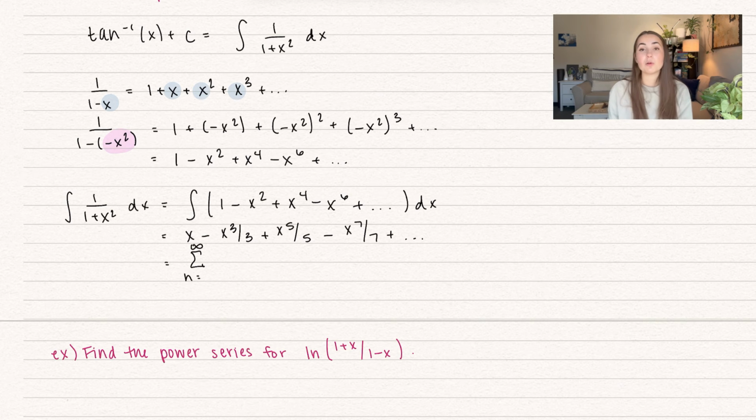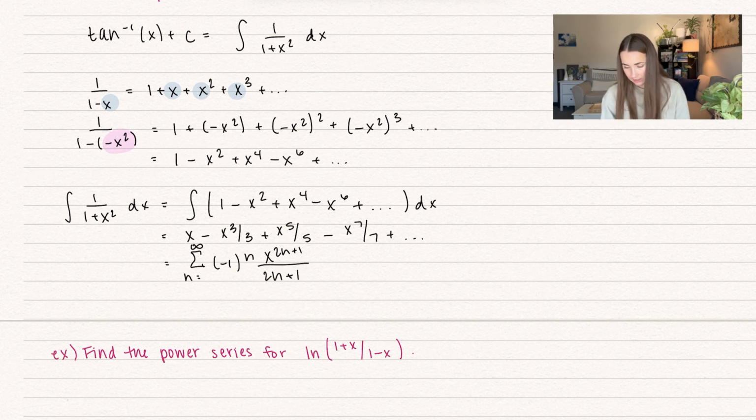And here, notice we're working with only odd powers. So this is going to be x to the power of 2n plus 1. And we're going to divide by that same exponent each time, right? X cubed divided by 3, x to the 5 divided by 5. One thing that we're missing is the alternating negative sign. So here we're going to have negative 1 to the n. Negative 1 to the n times that whole thing.